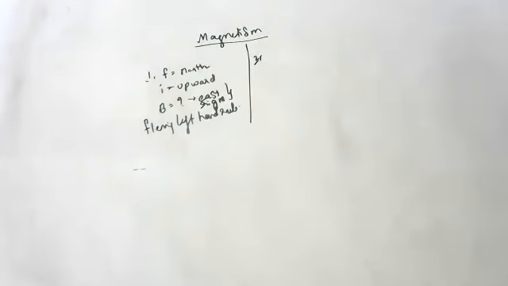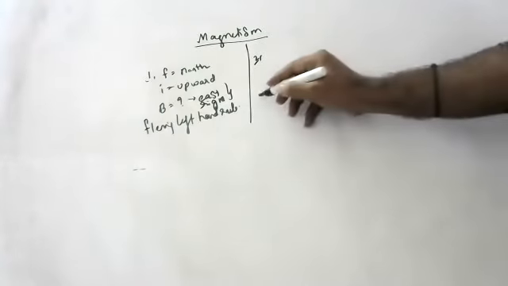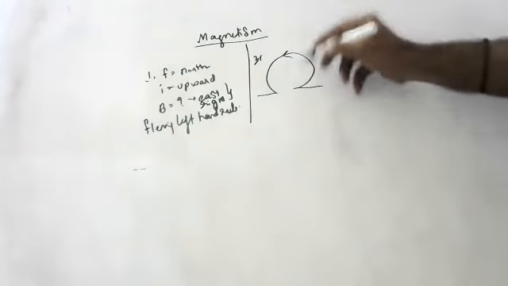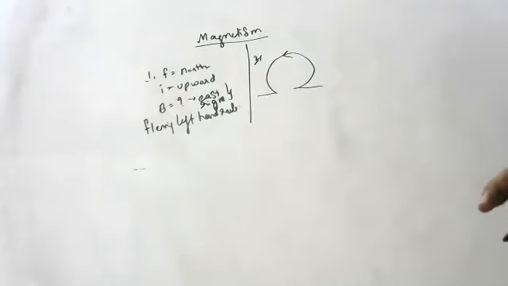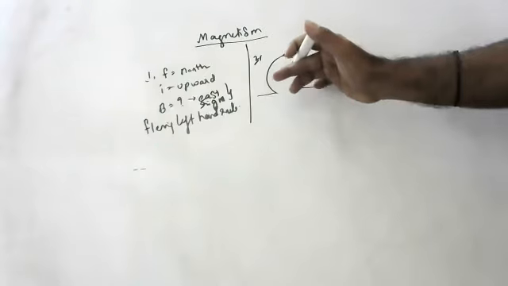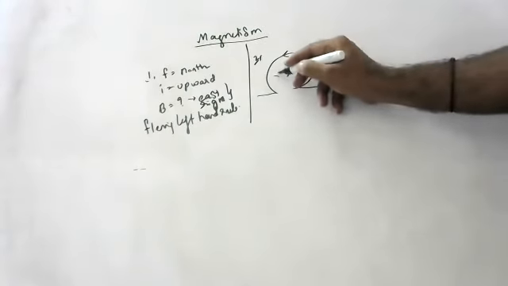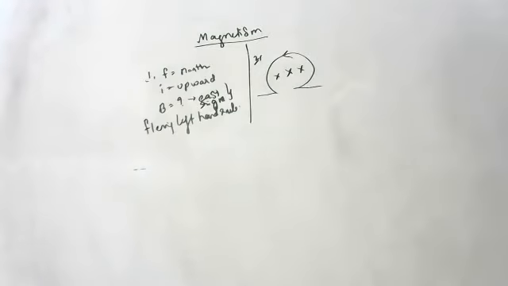A charged particle moves in an anti-clockwise direction. Children, see here. A charged particle is moving in an anti-clockwise direction in a magnetic field which is perpendicular to the plane of paper, directed downwards. If this is a paper, the magnetic field is going inside, children. Do you understand, children?